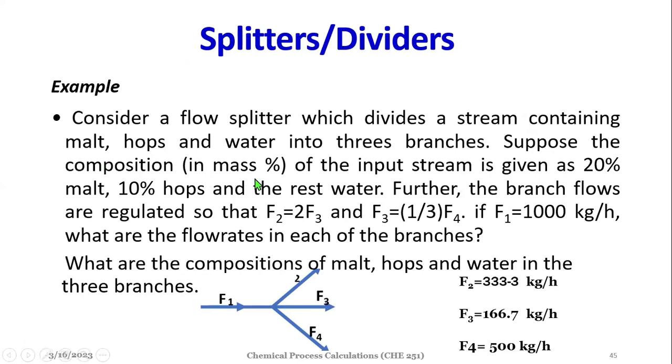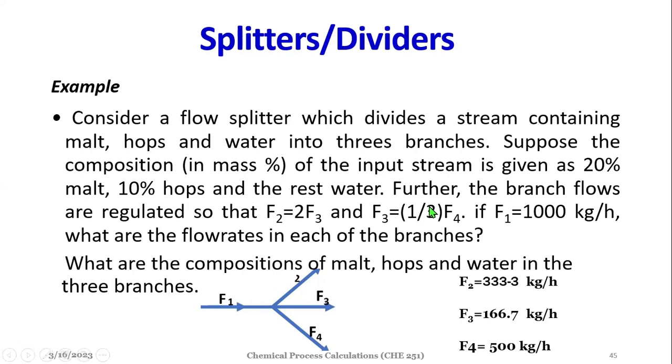Now the composition in mass percent of the input stream is given. So that's 20% malt, 10% hops, and the rest water, which means it's 70% for water, right? So that's the composition of the feed. It's going to be the same composition for all the streams. So F1's composition is going to be the same composition for F2, F3, and F4.